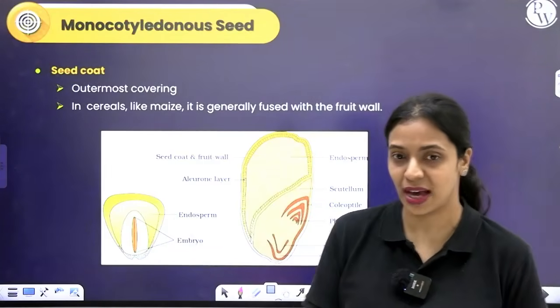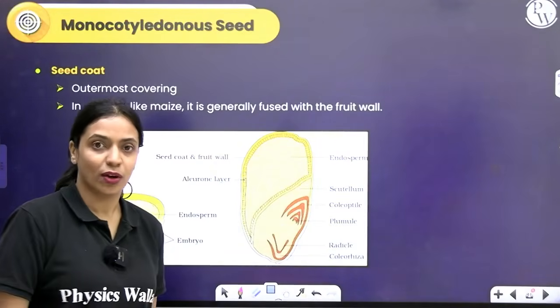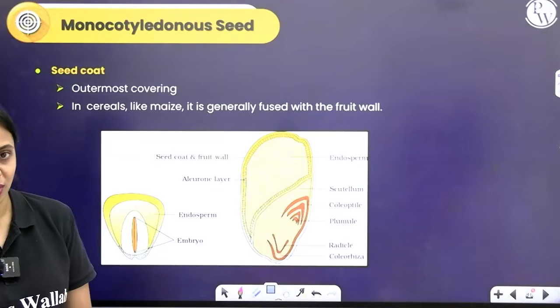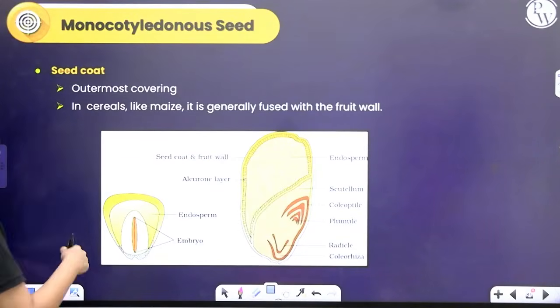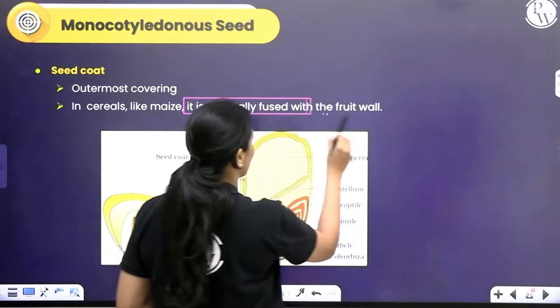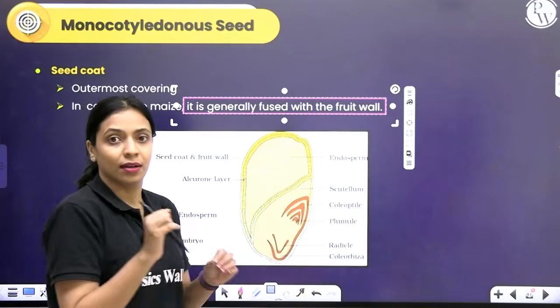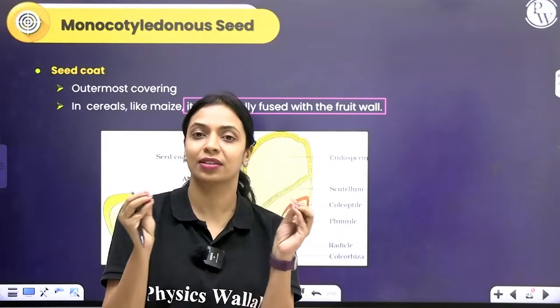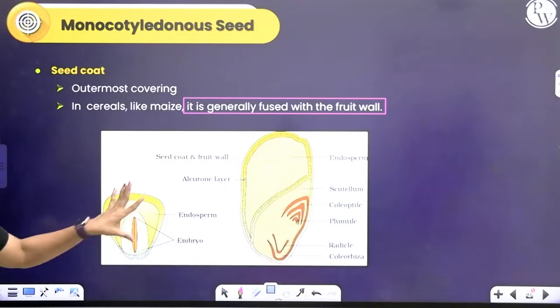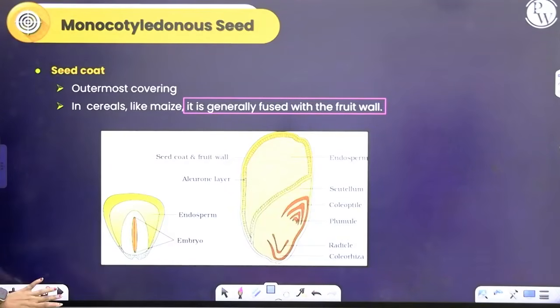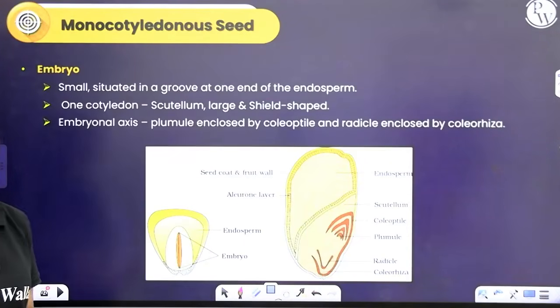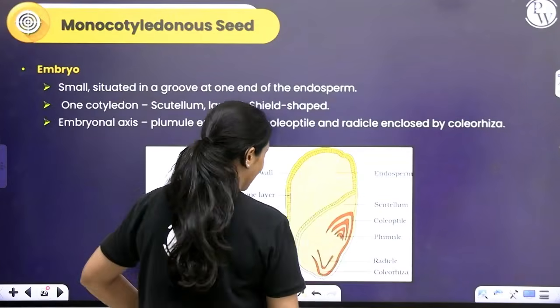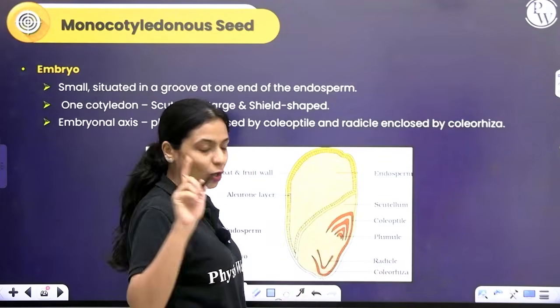Next, monocot seed. Monocot seed also has a seed coat. Seed coat is the outermost covering, but what happens in monocots is the seed coat would have fused with the fruit wall. The fruit wall and the seed coat would have fused, so you can't really separate them out from each other. Even within monocot seed, you will find the embryo and the endosperm. In the embryo, since it's a monocot plant, monocot seed, there will be only one cotyledon.